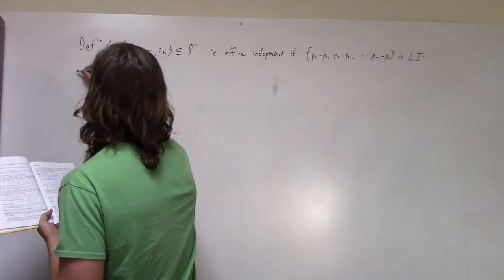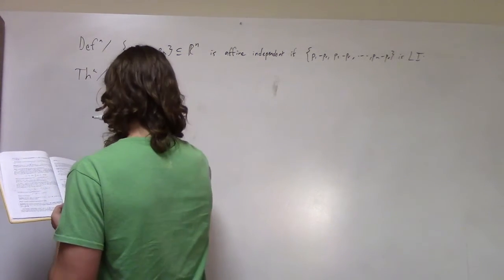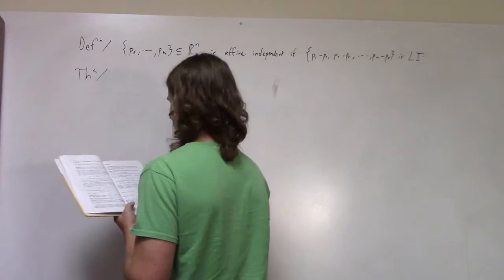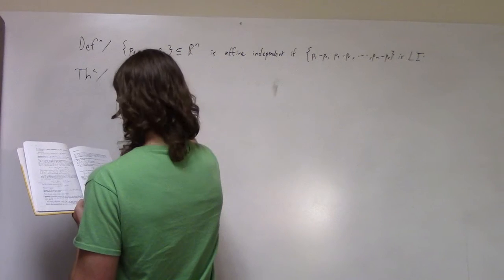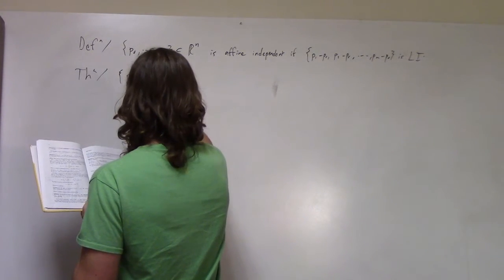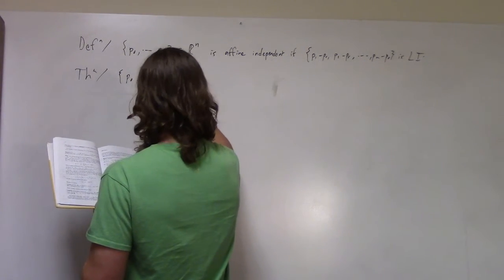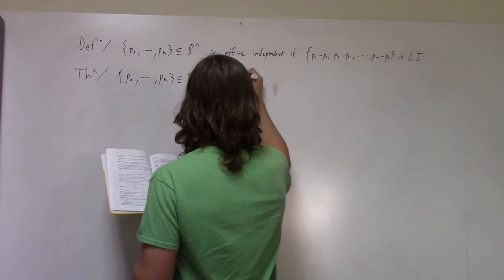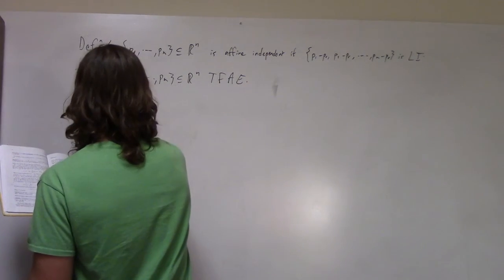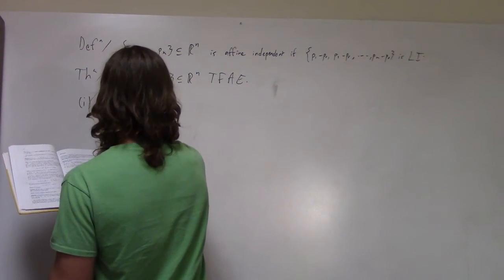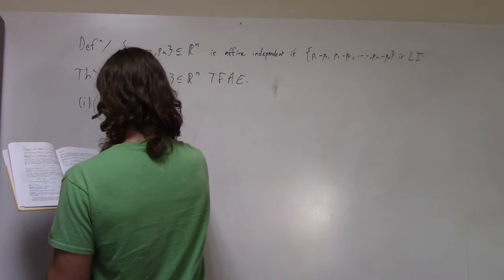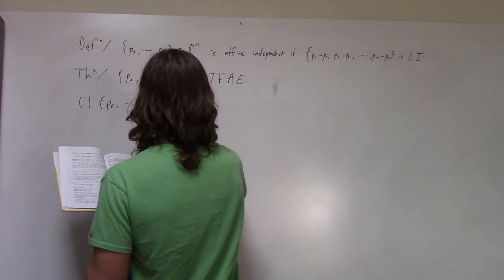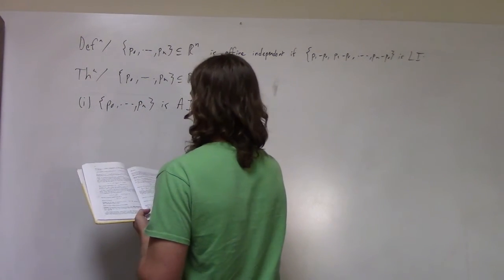Okay, so we got this theorem, which is going to be a TFAE. The following are equivalent. Okay, so the first one is that this set P0 through PM is affine independent, which I will write as AI.